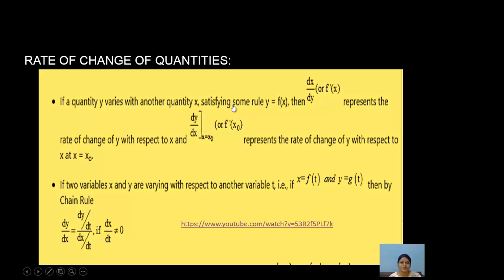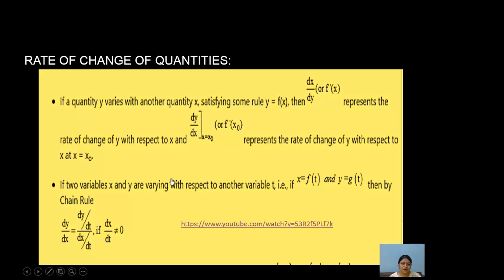Likewise here, satisfying some rule like y equals f of x, where f of x is some function, then dy by dx or f dash of x represents, whether you write y equals f of x or x equals f of y, depending on how the function is defined, the rate of change of y with respect to x. It is represented as dy by dx at x equals x0. It means we have taken the derivative of y with respect to x at a particular point x0. This represents the rate of change of y with respect to x at x equals x0.